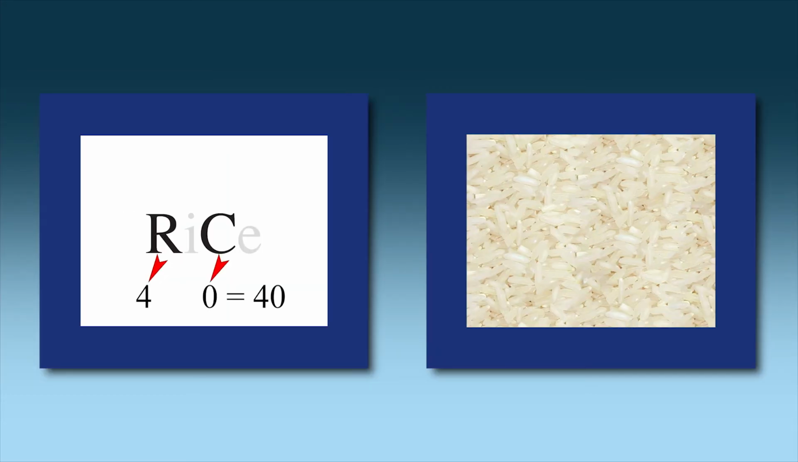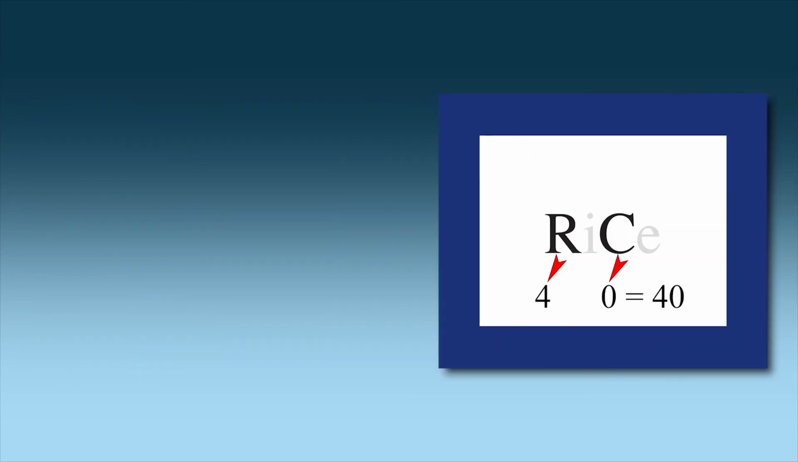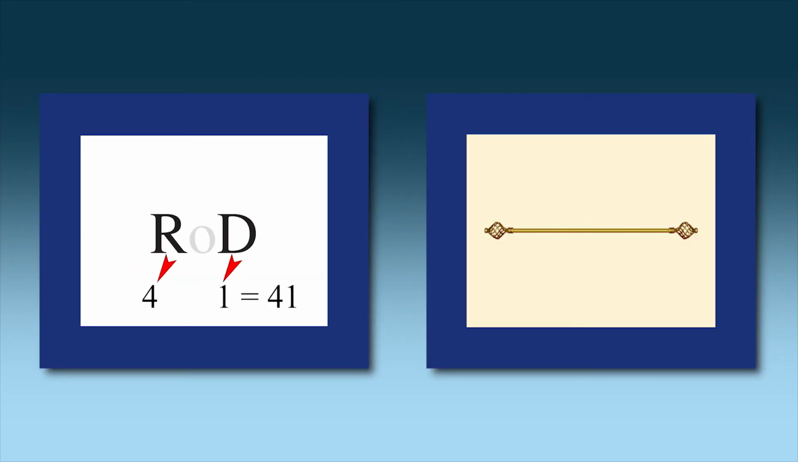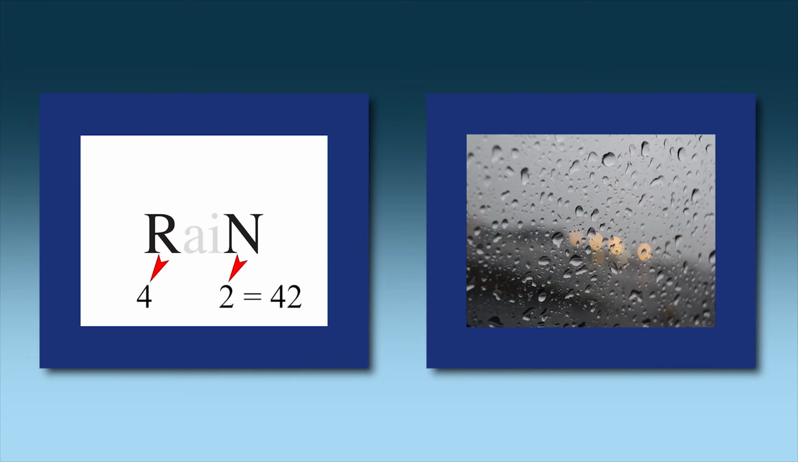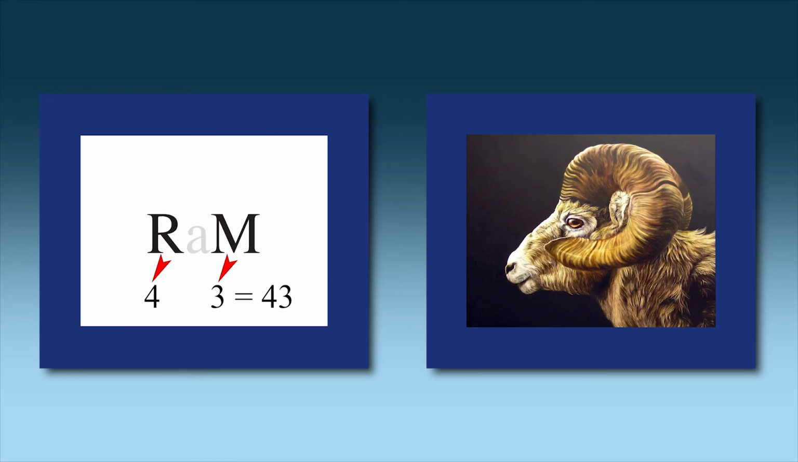Very good. You can use the word rice. Again, you want to use words that are not conceptual. You want to use a word that you can see in your mind's eye, a picture. That's why we've chosen these words. Rice is also 40. Rat or rod, both 41. Rain, 42. Ram, 43. If you want to use a battering ram, you can use that, or an animal that's a ram. R is 4. A doesn't count. M, 3. Ram. Oh, 43. Very good.